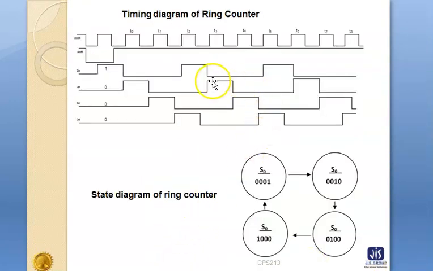This is the timing diagram of the ring counter. This timing diagram explains that the clock signal changes the output of every stage of the counter, so that the clock signal will help the data to circulate from one flip flop to another.